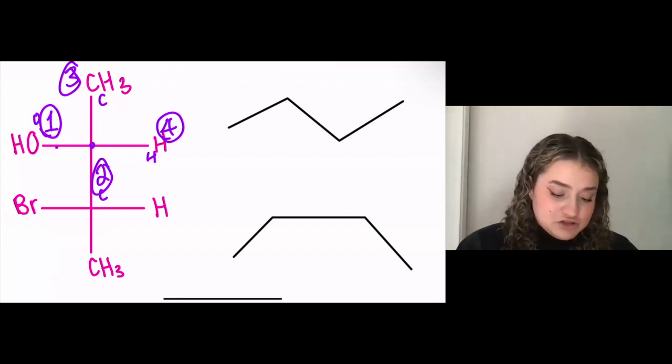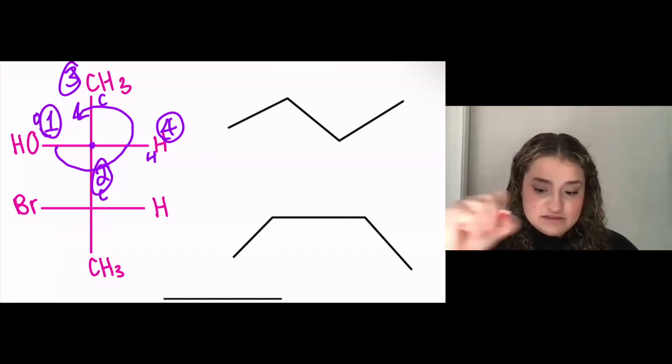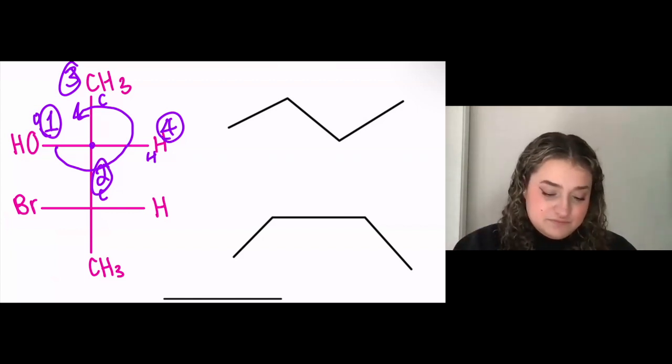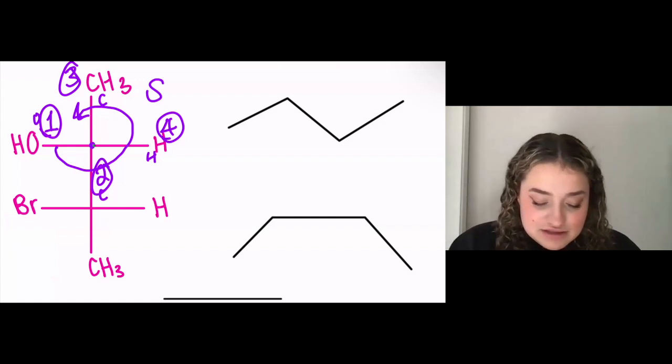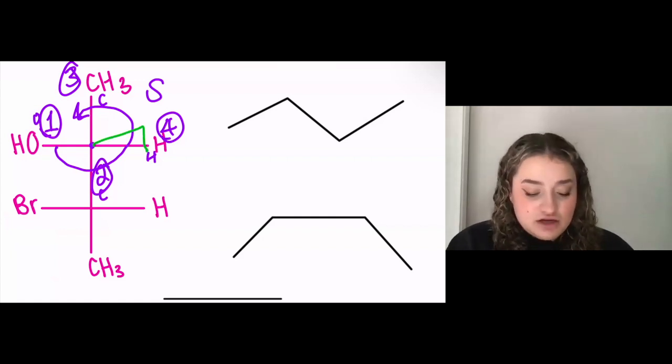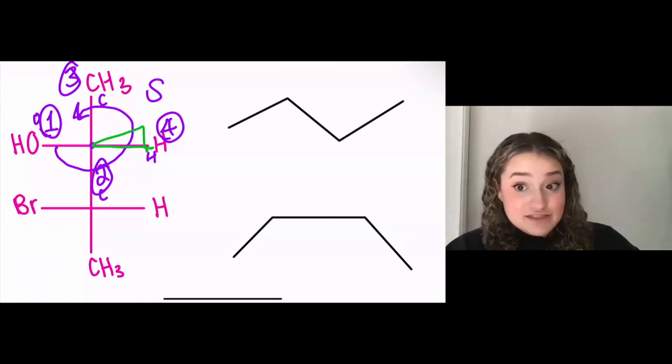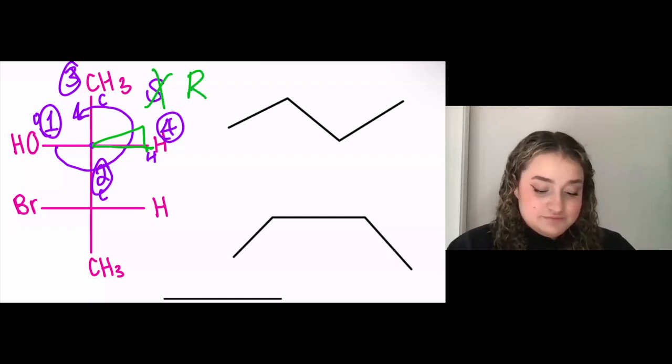Let's do our little stereochemistry, 1, 2, 3, like that. That is S. This is S. But what did I tell you? Our hydrogen is on a wedge. So is this really S? No, it's R.